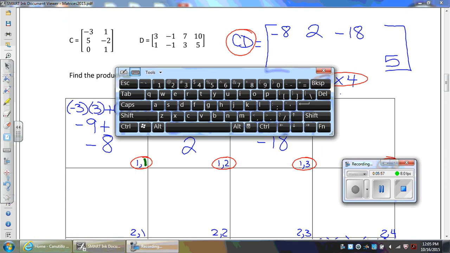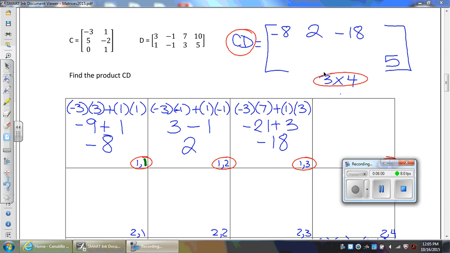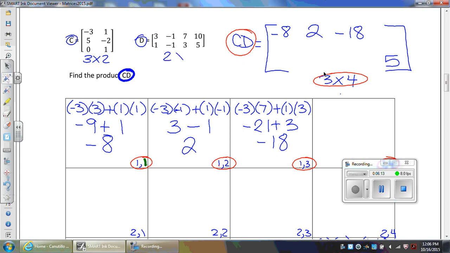Now we're going to complete the product of matrix C times D. Before that, we need to verify the dimensions of the matrices. Matrix C is a 3 by 2, 3 rows, 2 columns. Matrix D is a 2 by 4, 2 rows, 4 columns. The condition is that the number of columns of the first matrix must equal the number of rows of the second matrix. Since those two are equal, our product CD is possible, and the dimensions of that matrix will be 3 by 4, which is what we have here.